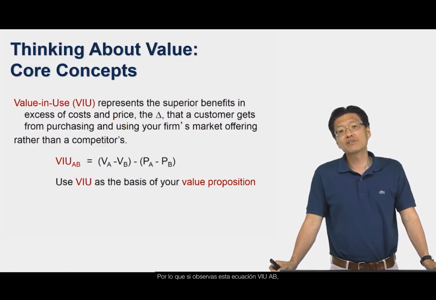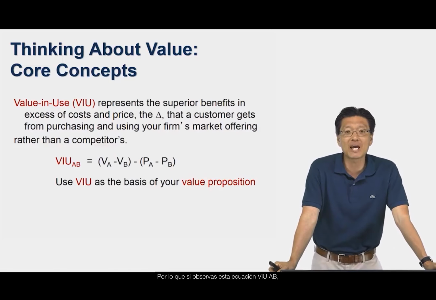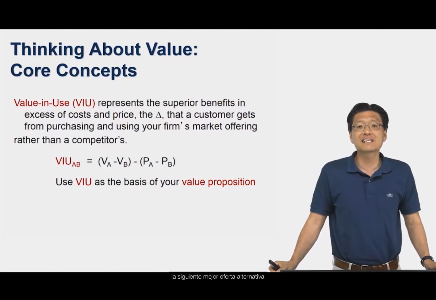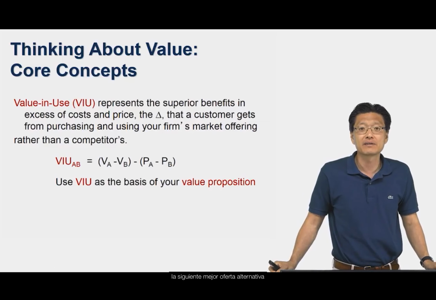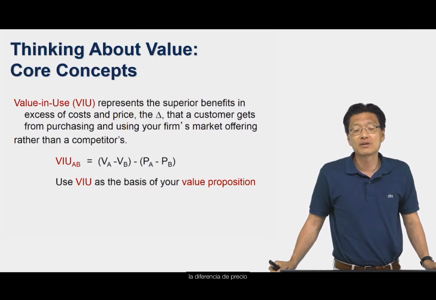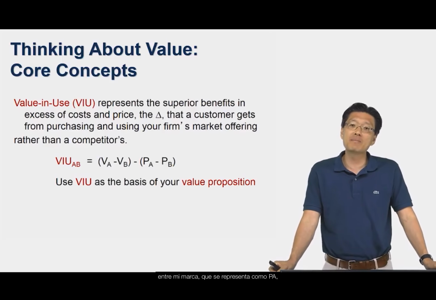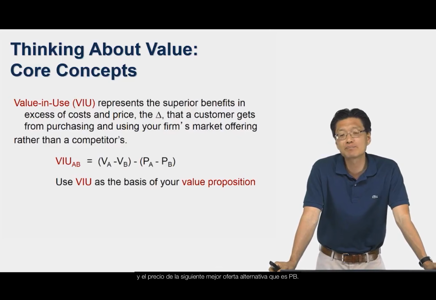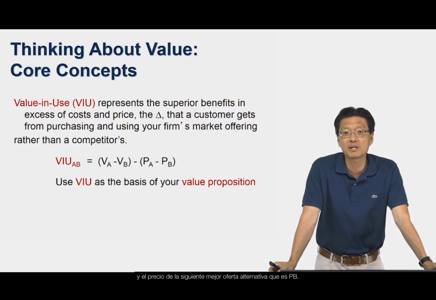So if you look at that equation, VIU_AB, the first parentheses is the difference between VA and VB. So it's the difference in economic value between my brand and the next best alternative offering. And then we subtract the price differential, the difference in price between my brand, which is represented as PA, and the next best alternative offering's price, which is PB.